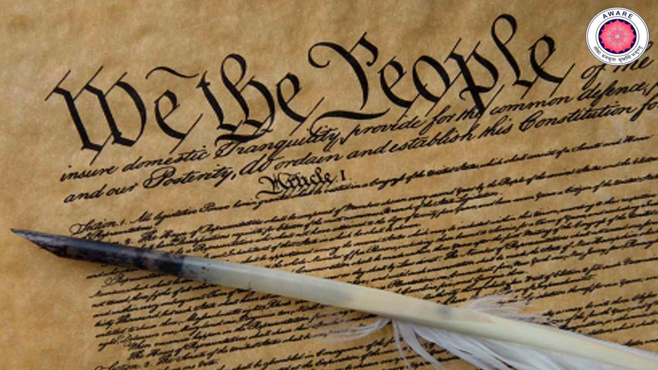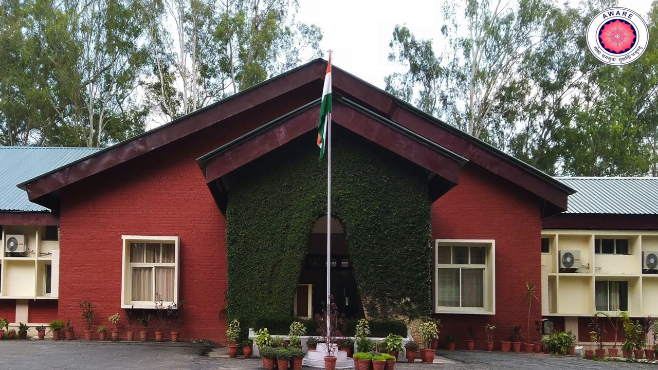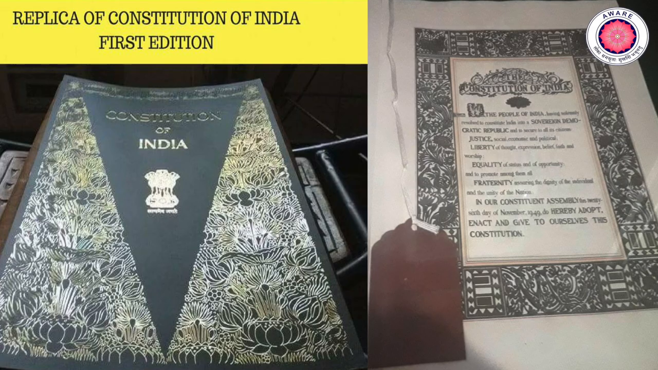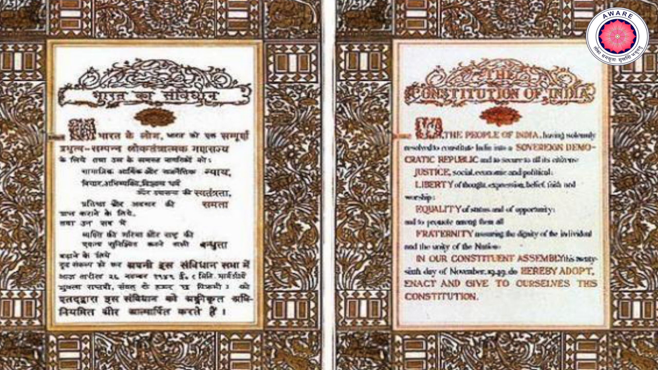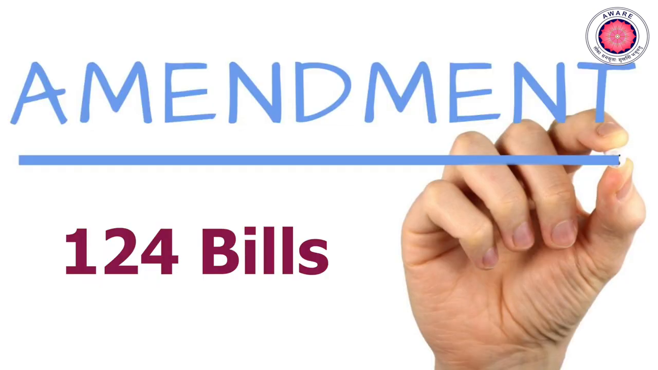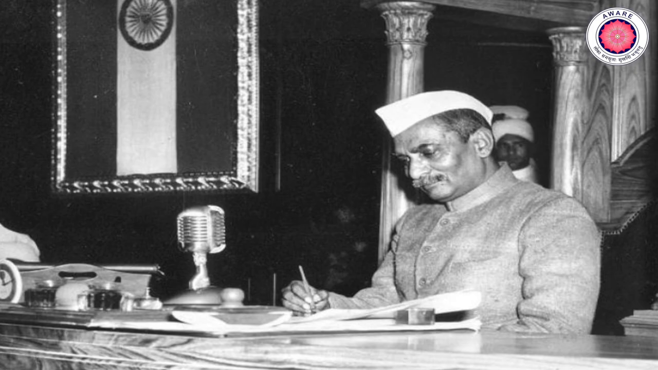The original handwritten constitution was published in Dehradun and photolithographed at the offices of Survey of India. The original constitution of India is preserved in helium cases in the library of the parliament. There are two original versions, one in Hindi and the other in English. As of January 2019, there have been 124 amendment bills and 103 amendment acts to the Constitution of India since it was first enacted in 1950.